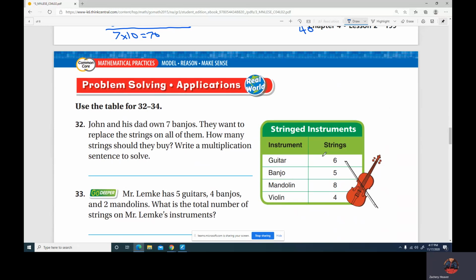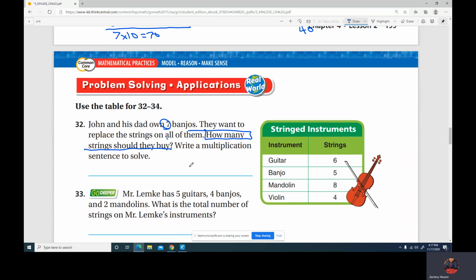Number 32, we're going to use this chart. It's a frequency chart, so it's already been decoded for us. 32 says, John and his dad own 7 banjos. They want to replace the strings on all of them. How many strings should they buy?